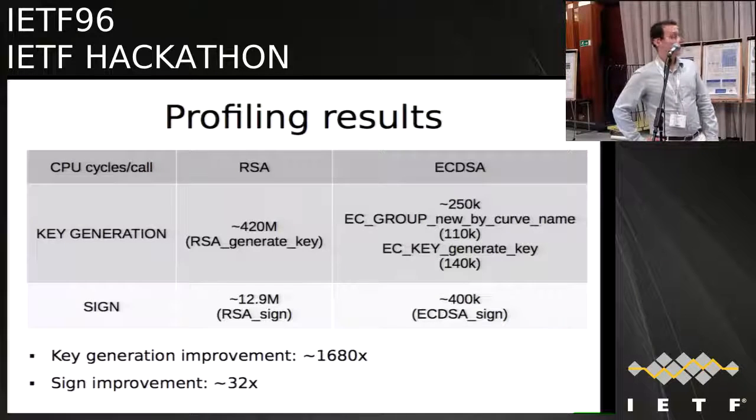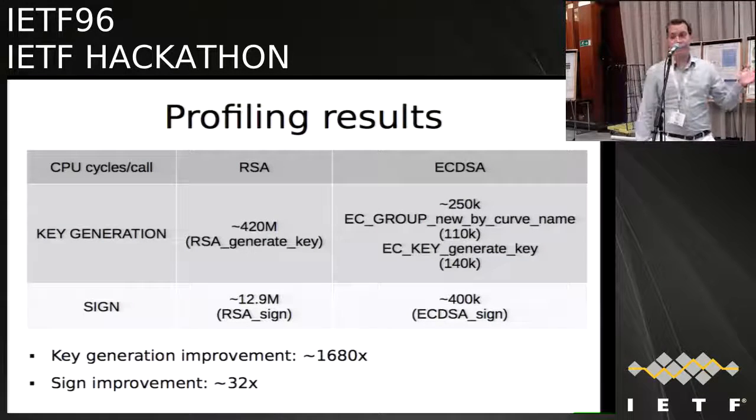For RSA, we need almost 13 million cycles. And for ECDSA, we need 400,000 cycles. So the improvement here is about 32 times. It's a good improvement thanks to ECDSA.